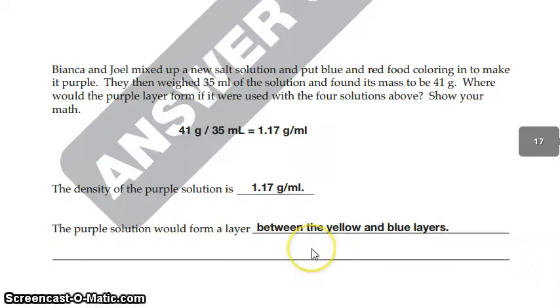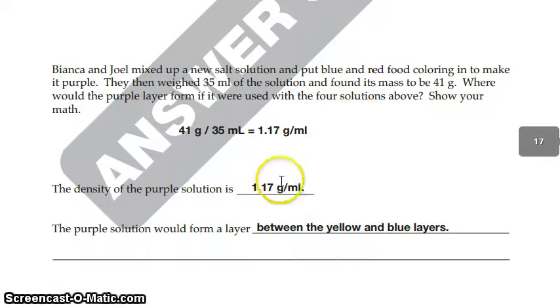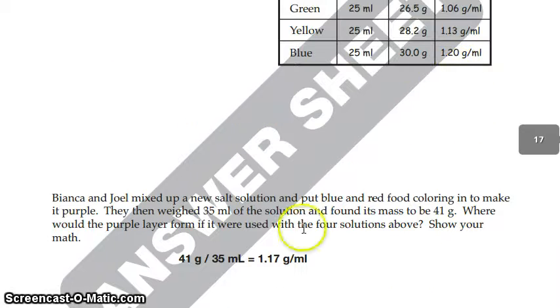Okay, from that we went on to a separate problem here, where they give us an example of this purple solution that was mixed together. The purple solution had a volume of 35 milliliters and a mass of 41 grams. When we calculated the density of that, we got 1.17 grams per milliliter. Because we got a different density in class, I believe we only got 1.17 grams per milliliter for the blue solution, it would go to the bottom. In this example, the purple solution would go between the yellow and blue because we get a different density than we did in class.